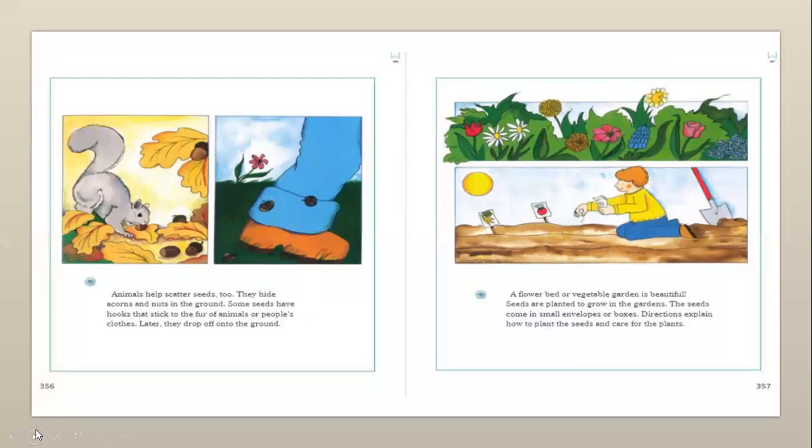A flower bed or vegetable garden is beautiful. Seeds are planted to grow in the gardens. The seeds come in small envelopes or boxes. Directions explain how to plant the seeds and care for plants.